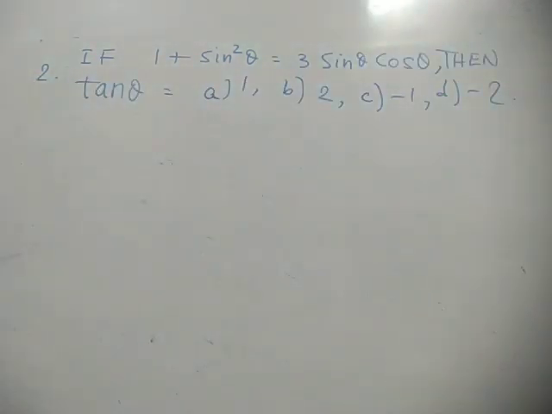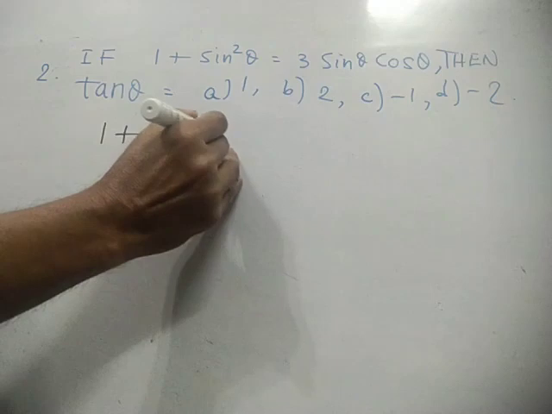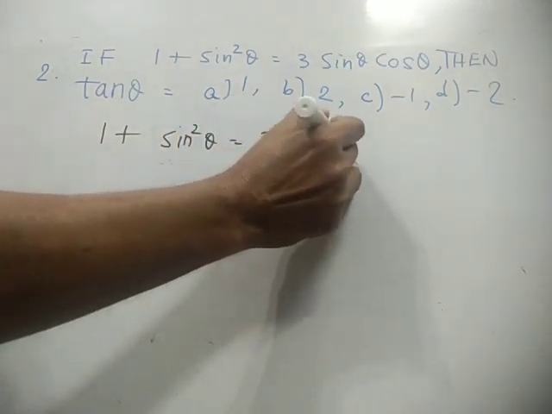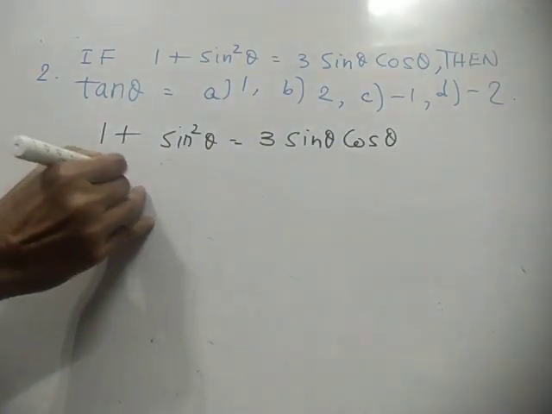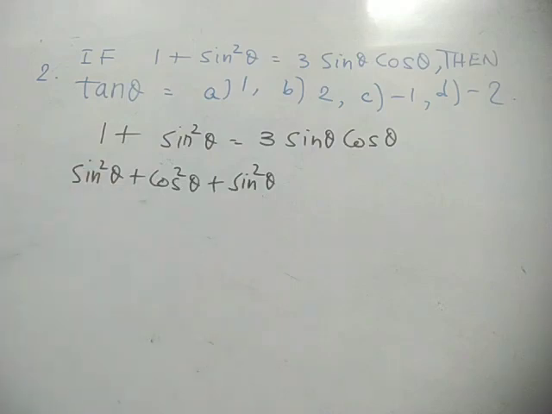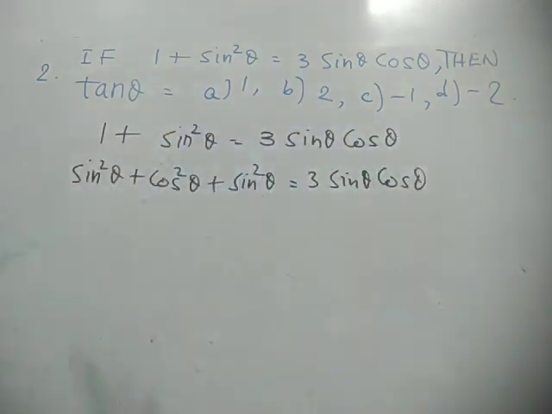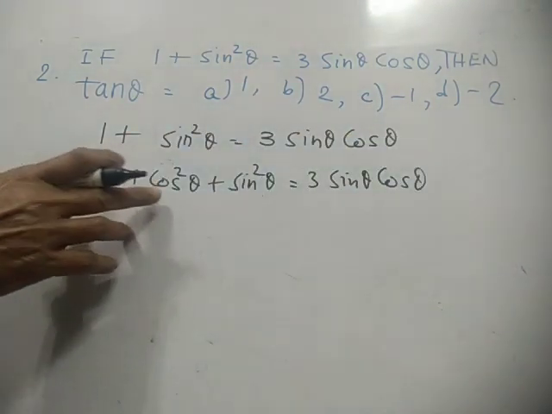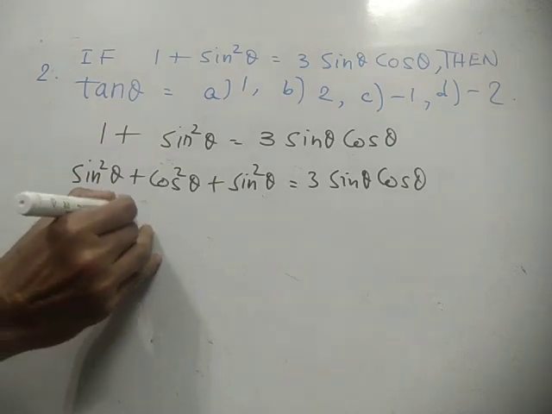Now it is a quadratic form of sine theta given, but on the right side sine theta cos theta both given, left side only quadratic form of sine given. So we have to break one as sine square theta plus cos square theta, the other things as it is, sine square theta, and the right hand side 3 sine theta cos theta. What is the reason we are writing one like this? Because it is a quadratic equation given, but the right hand side has sine theta cos theta both. So that means only sine square theta is not sufficient, we need cos square theta.